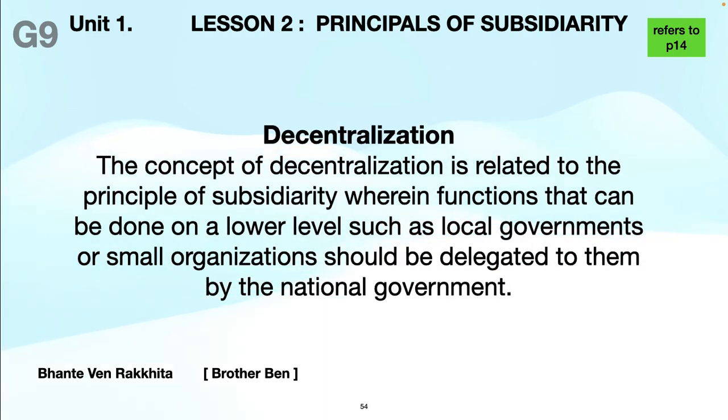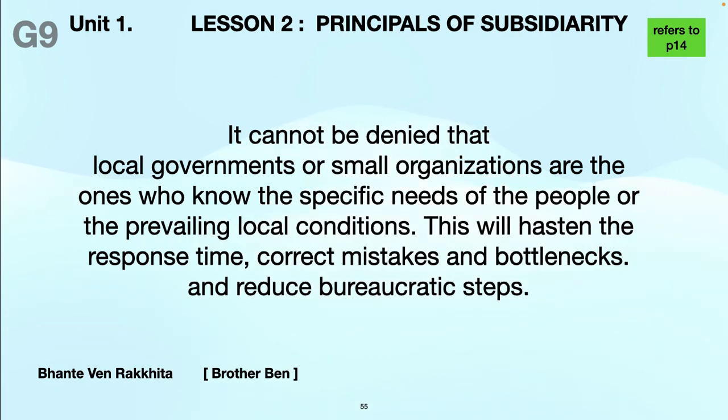Decentralization. The concept of decentralization is related to the principle of subsidiarity, wherein functions that can be done on a lower level, such as local governments or small organizations, should be delegated to them by the national government. It cannot be denied that local governments or small organizations are the ones who know the specific needs of the people or the prevailing local conditions. This will hasten the response time, correct mistakes and bottlenecks, and reduce bureaucratic steps.